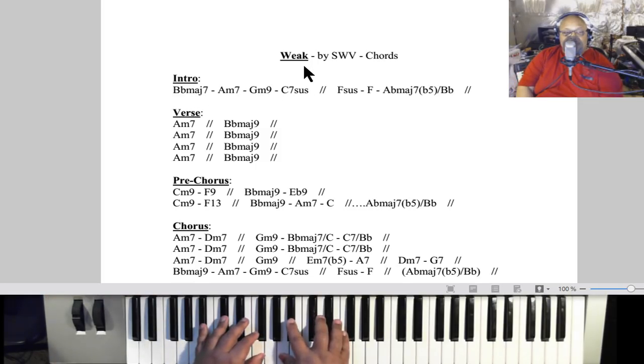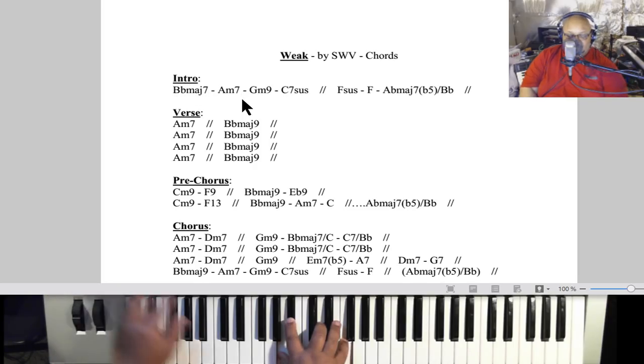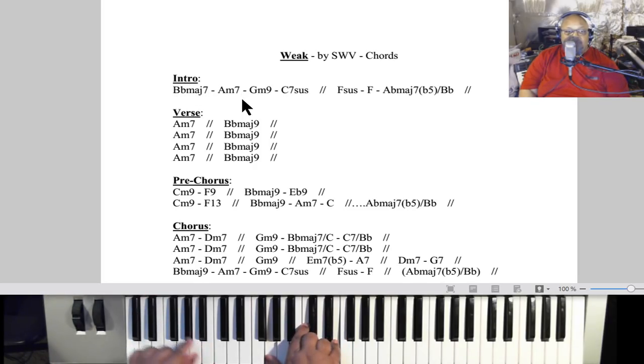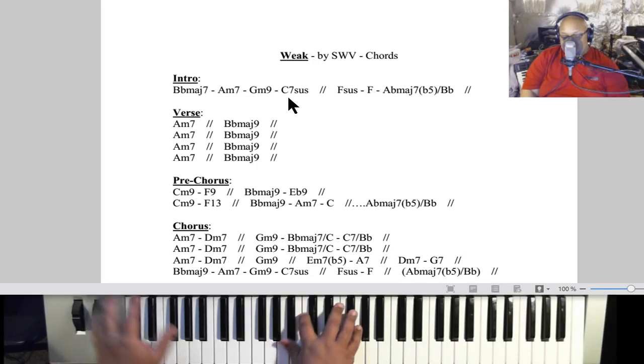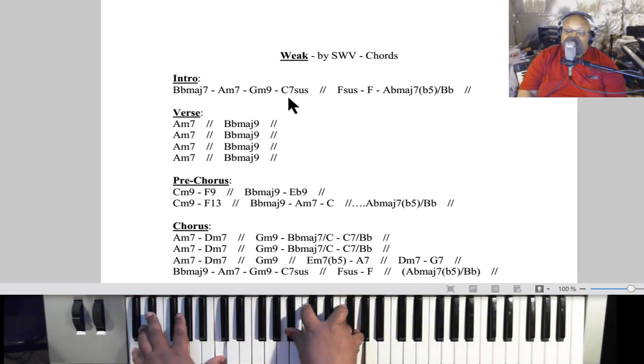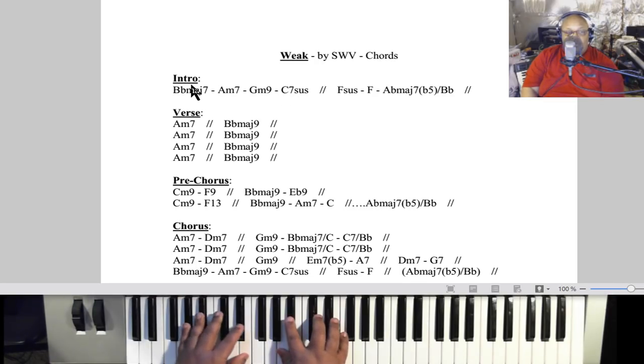So let's take a look at this. You have B flat major 7, right? That's the first chord. And then the second chord is A minor 7. The third chord says G minor 9. And then the fourth chord says C7 suspended, which means suspended 4. So that's it right there. That's beats 1, 2, 3, and 4.